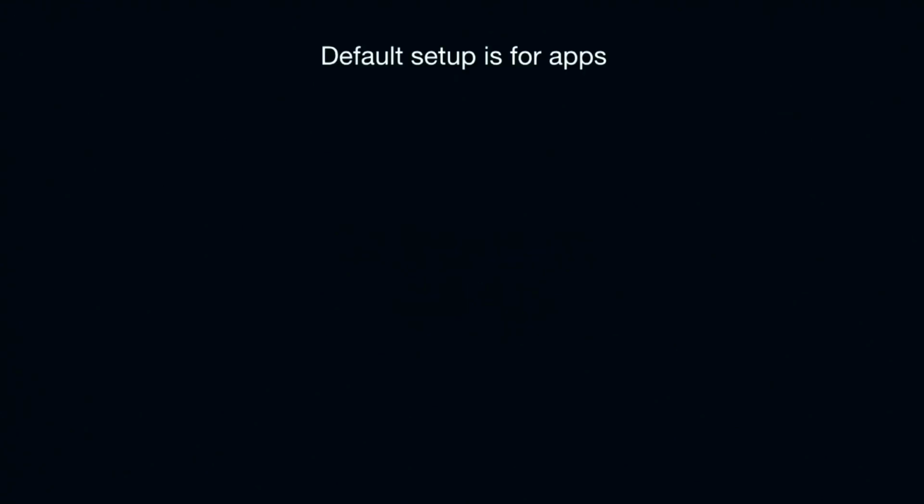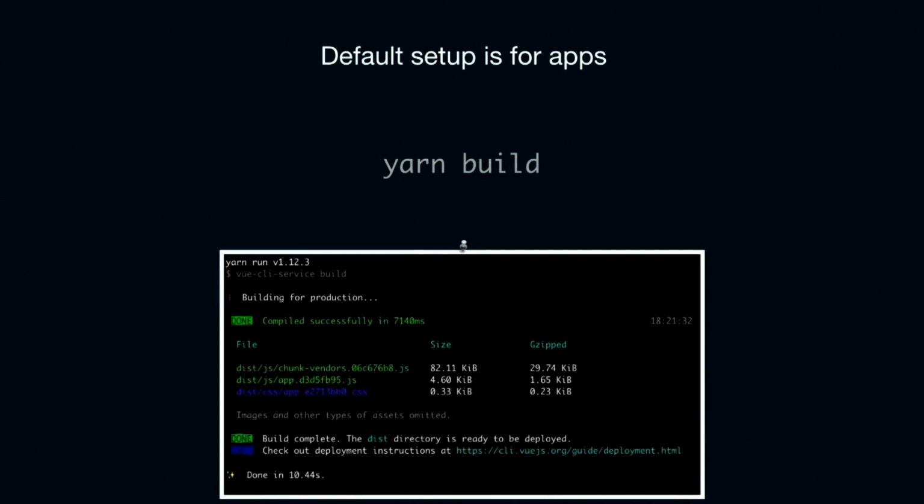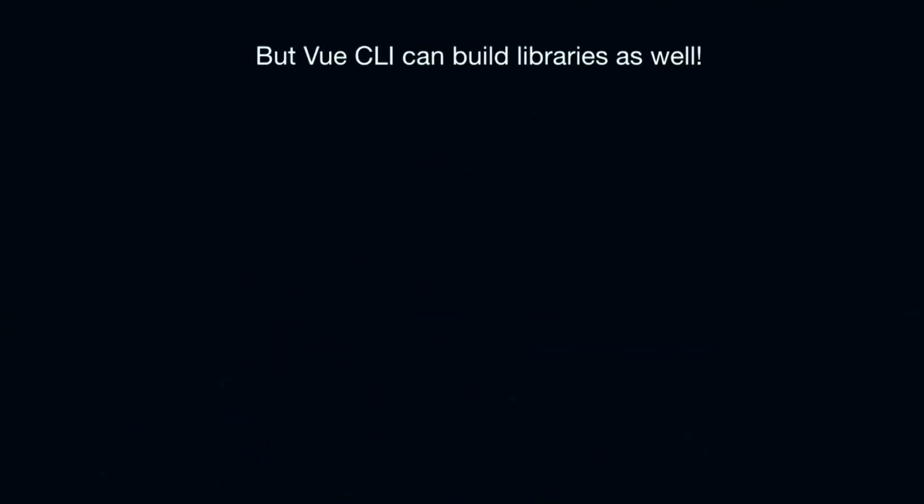So the default setup is for apps, right? So after you have run Vue create, as I just showed, you can run yarn build, and you get this compiled application, right? But this is not what we want. We want to build a library that other people can consume in their applications. But Vue CLI can do this as well.